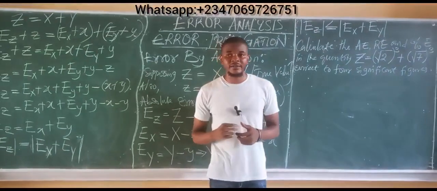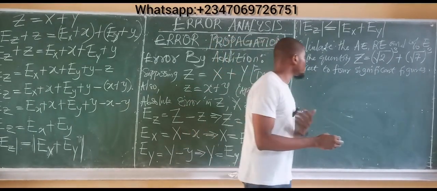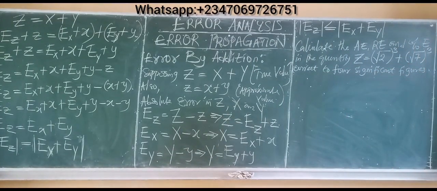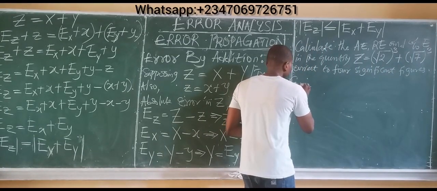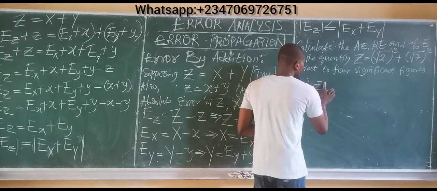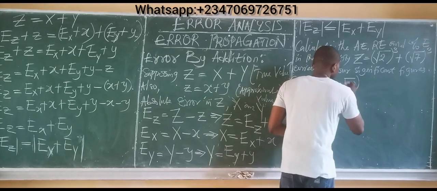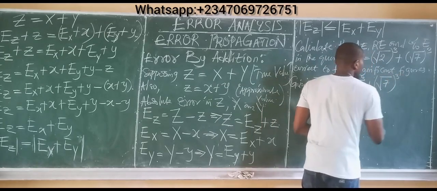Okay, welcome back. Now let's consider this question on the board to explain error propagation by addition. The question says: calculate the absolute error, relative error and percentage error in the quantity z equals root 2 to the power of 3 plus root 7 to the power of 3, correct to 4 significant figures. So we are given capital Z to be equal to root 2 to the power of 3 plus root 7 to the power of 3.